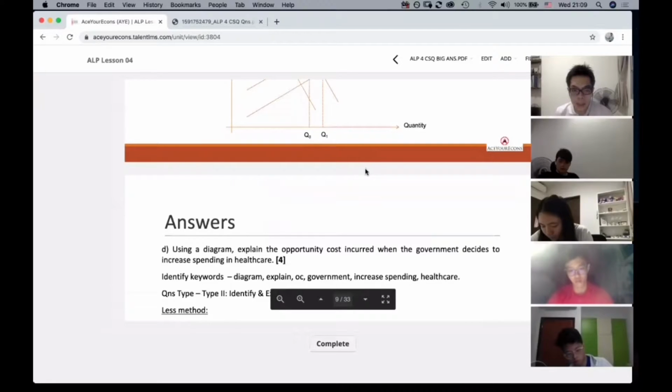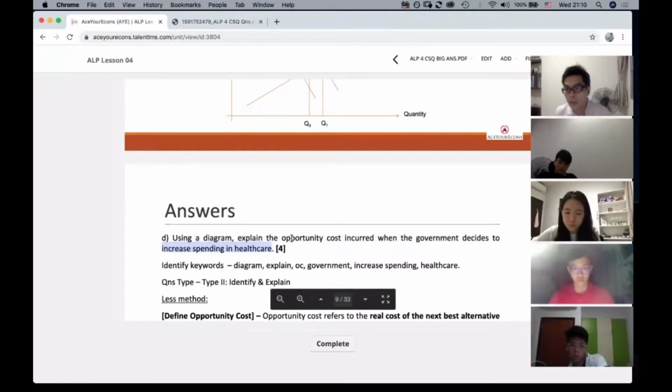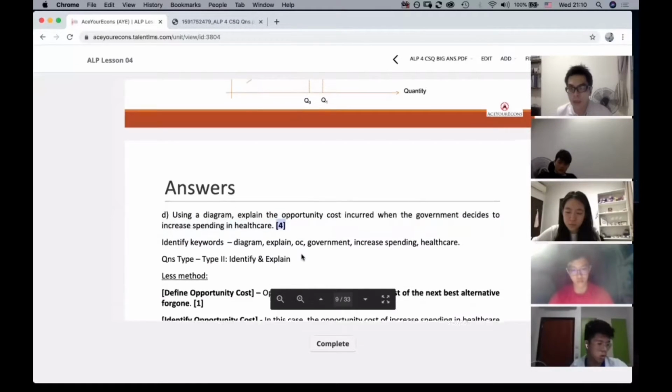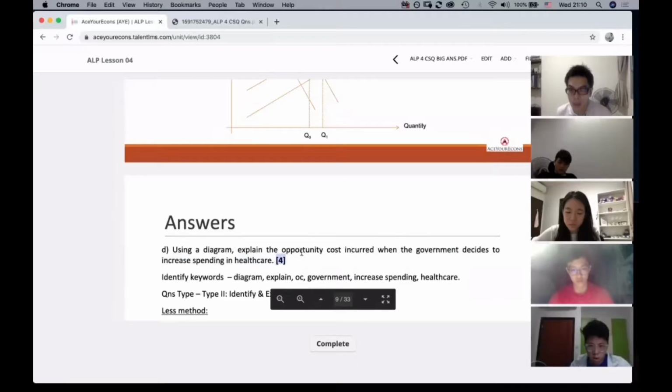Using a diagram, explain the opportunity cost when the government decides to increase spending in healthcare. So I'm going to quickly run through again the D.I.E framework. I'm not asking you to D.I.E, but for this kind of question, we look at the mark allocation. There's 4 marks, so don't blindly write.